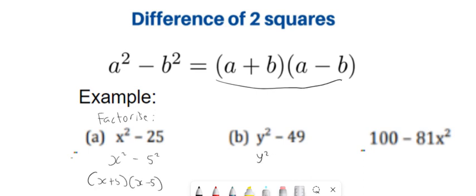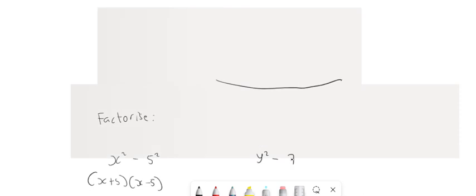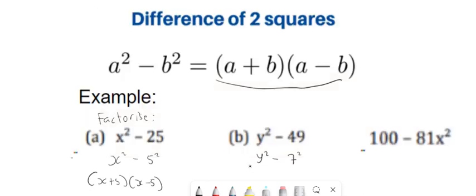So y squared then minus 7 squared. I can change the second one into it, so that would break down into y plus 7, y minus 7.